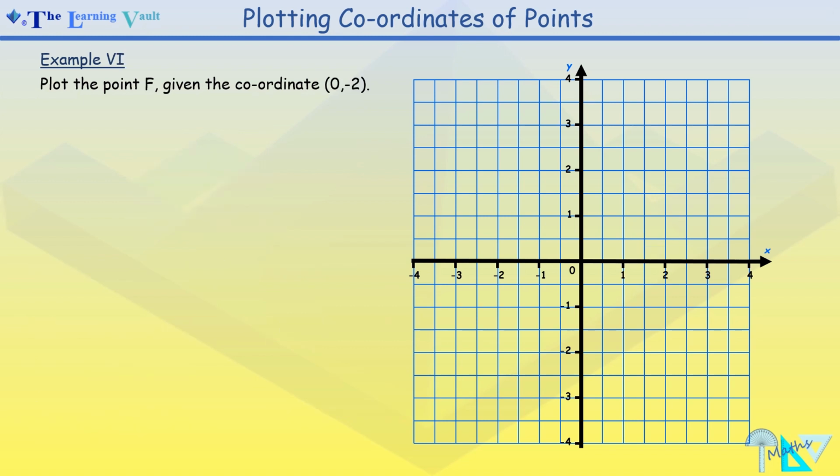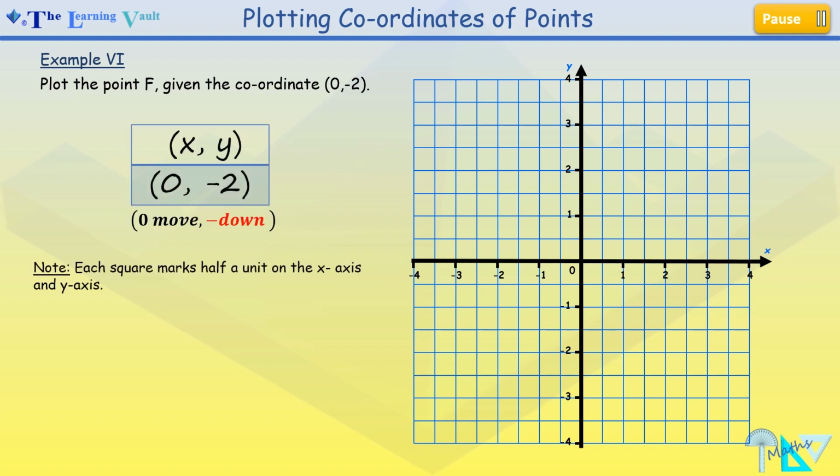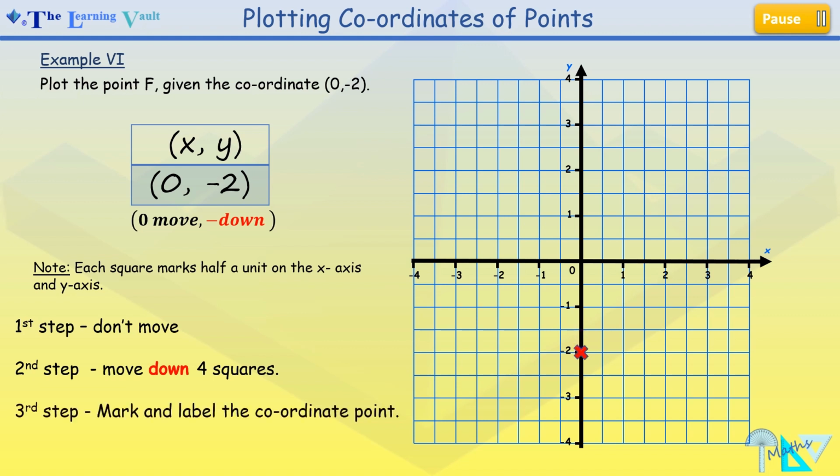Final example 6. Plot the point F given the coordinate 0 and -2. You can pause and have a go. Still using our three-step system. First step is do not move because x is 0. Second step is to move down to -2. Then our final step is to mark and label our coordinate.